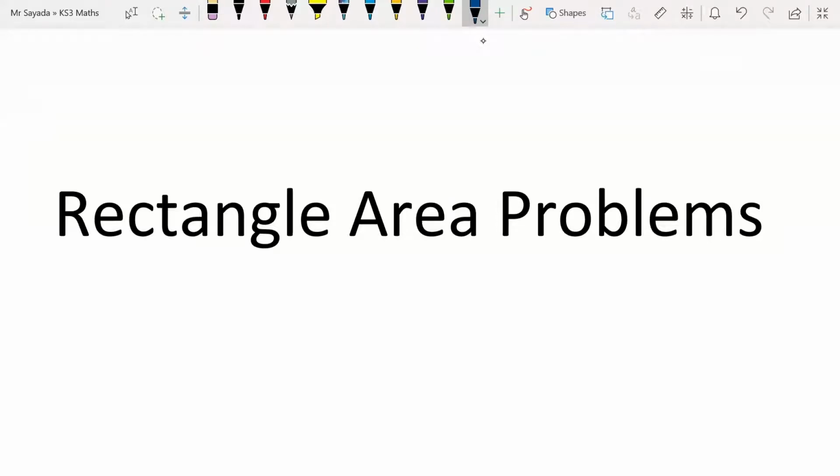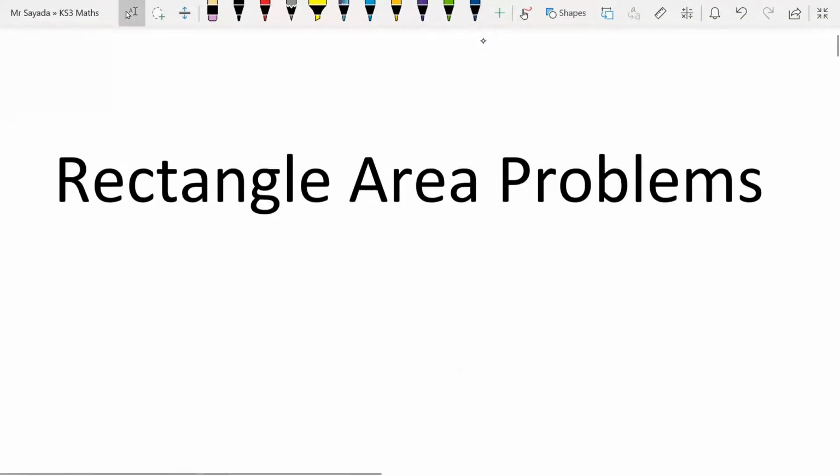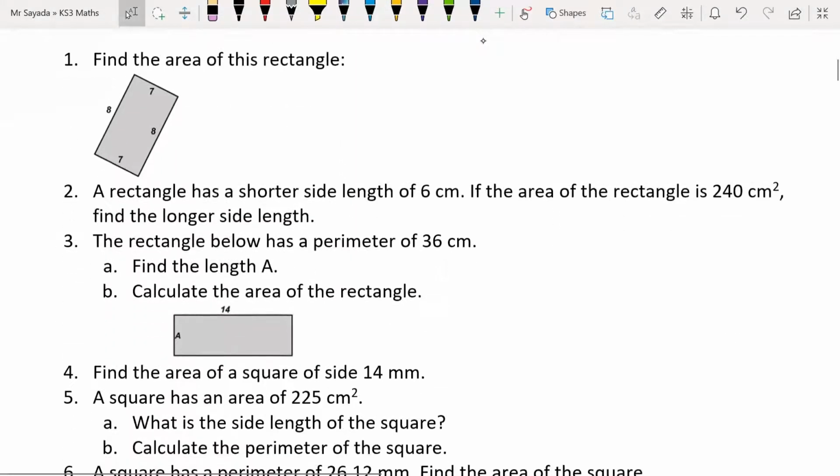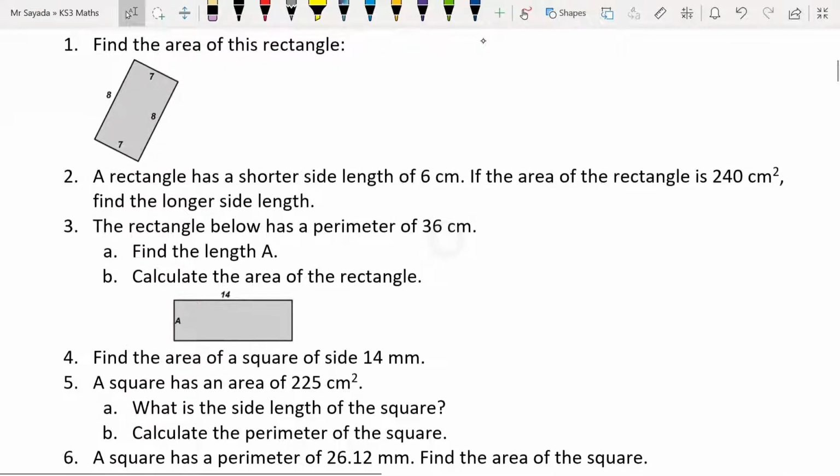In this video, we're going to solve problems related to areas and perimeters of rectangles. To start, I want to check that you can calculate areas and perimeters and solve some simpler problems than the ones we're going to do in this video. So please do these 6 questions in your exercise book. Now, pause the video while you do that and press play once you're ready.